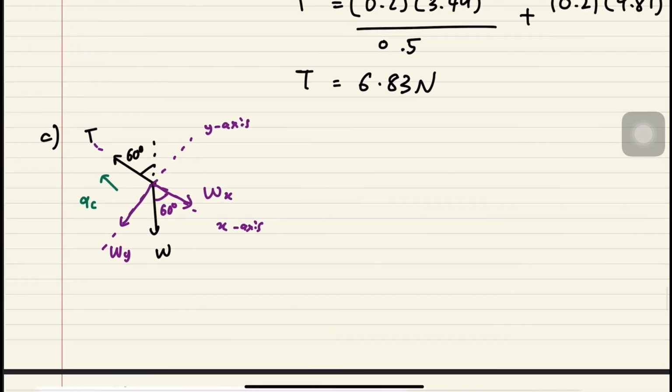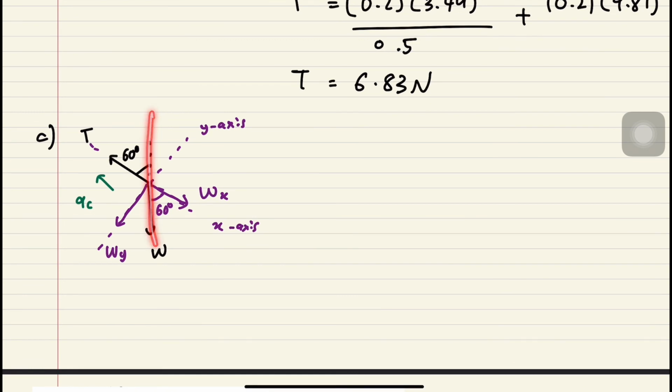Okay, because this is the line and this is the line, so it would be this angle together. Now you want to write down the equation. If I write down the summation of Fc, the forces that are in this component are tension and wx. So same direction as the ac would be tension minus wx equals to mv squared over r.